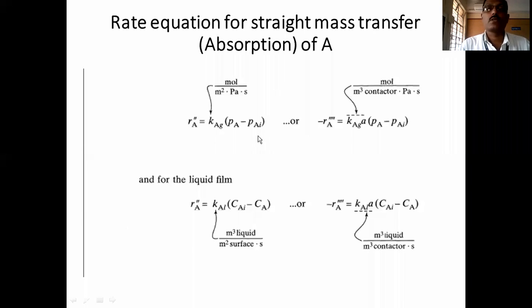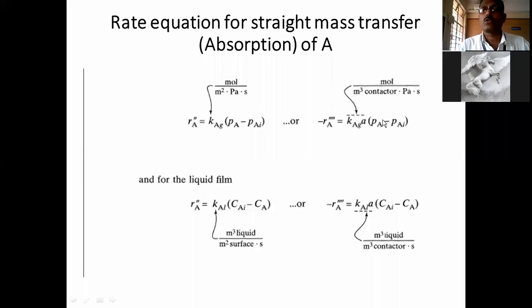See, this is the difference: this is kAg and this is kAg a. Sometimes the mass transfer coefficient is in terms of volume, and sometimes it depends on the cross-sectional area. Remember this: minus rA is equal to kg into (pA minus pi), in terms of volume and in terms of cross-sectional area.